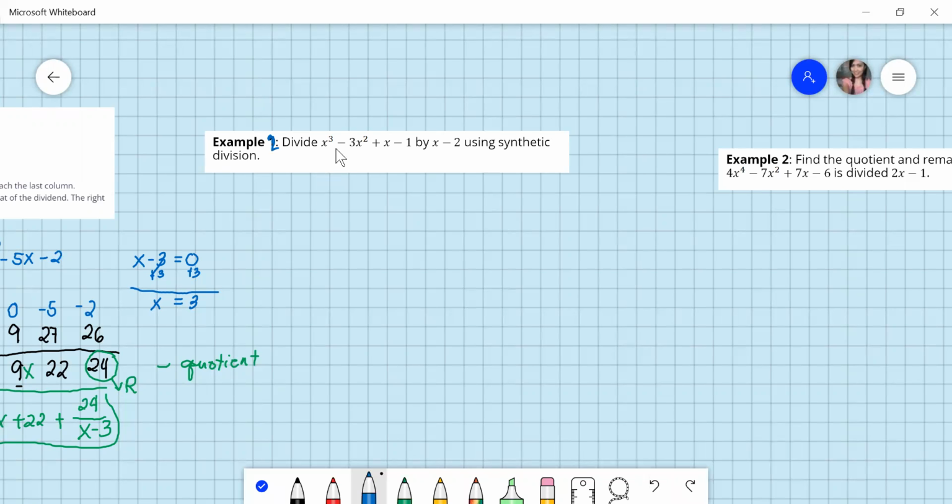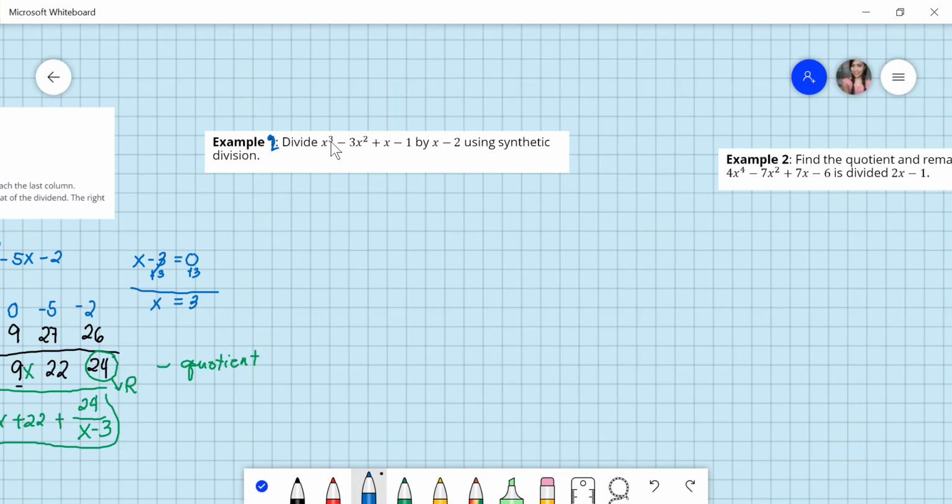Divide 3x cubed minus 3x squared plus x minus 1 by x minus 2 using synthetic division. Again, our first step is to arrange the expression in descending order. Since the expression is already arranged in descending order, let's check if there is a missing term. If there is, let's fill it in using the filler 0. If none, then we can proceed to getting the coefficients.